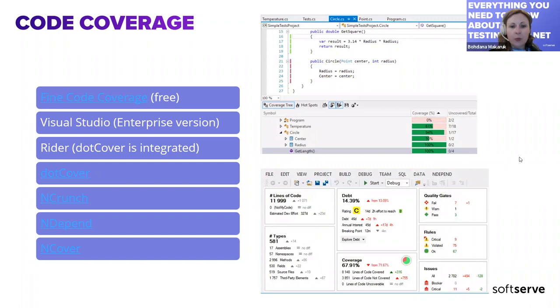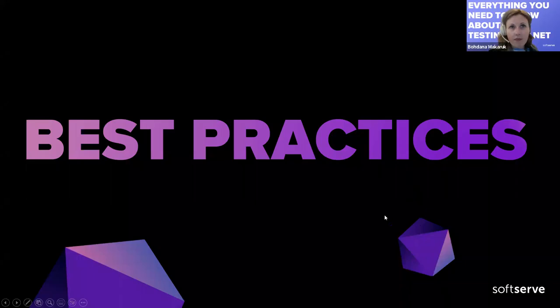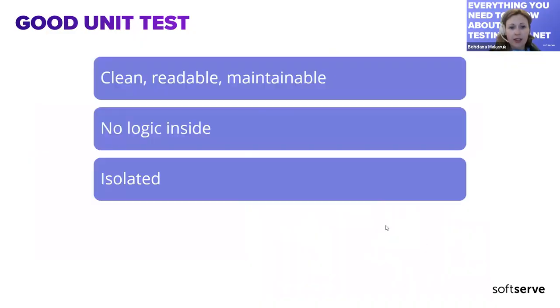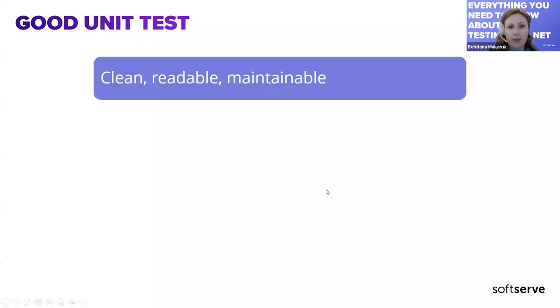And now we are going to the best practices. So how should good unit tests look? Of course, it's hard to test huge methods with complicated logic. That's why, at first, make sure your new code is clean and structured. Then you can write clean, readable, and maintainable unit tests, because you should not spend much time on test debugging.